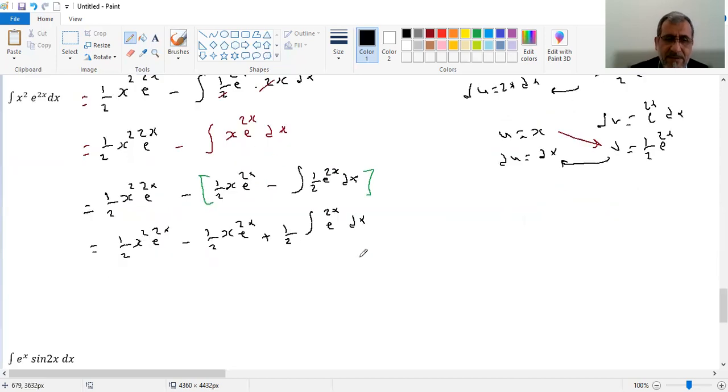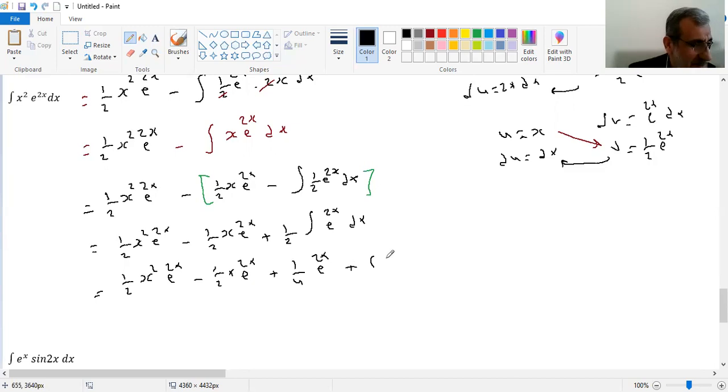Now the integral of e^2x is half e^2x, so this one will be plus 1 over 4, because the derivative of 2x is 2, and here the integral will be of e^2x, now it is e^2x, plus c. Here, half x squared e^2x minus half x e^2x will be the answer of the problem, the solution of the problem.